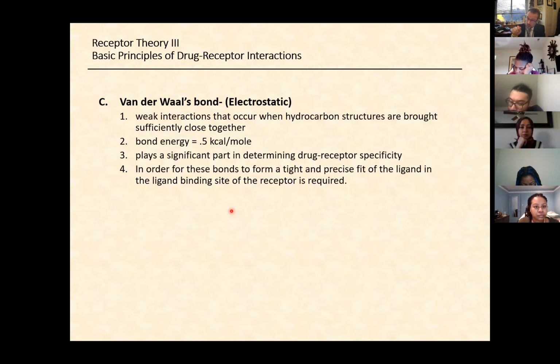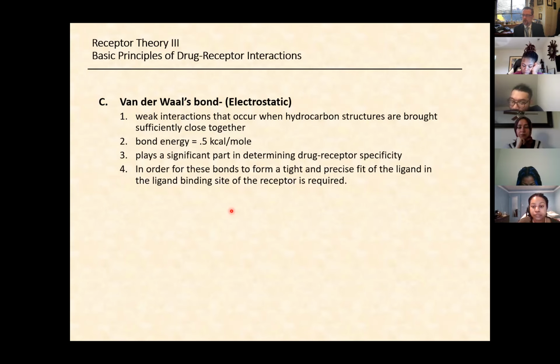One key will fit really well. It's got a very precise fit and will turn the tumblers in the lock and open up the door. Other keys won't even fit into the keyhole. And so this kind of lock and key analogy was used and is still used to describe some of the very basic characteristics of drug receptor interactions.